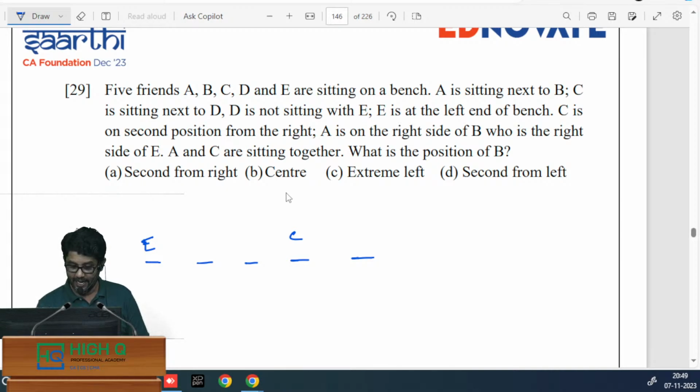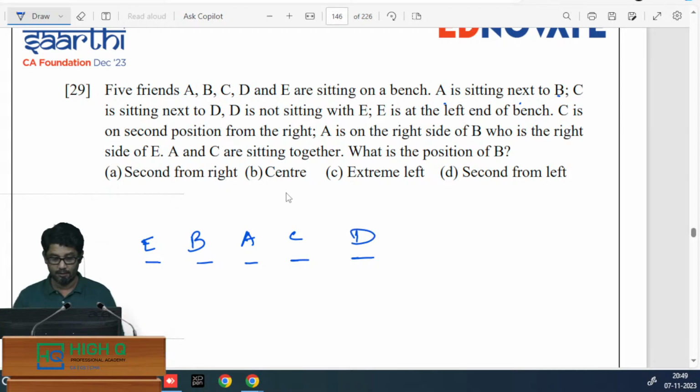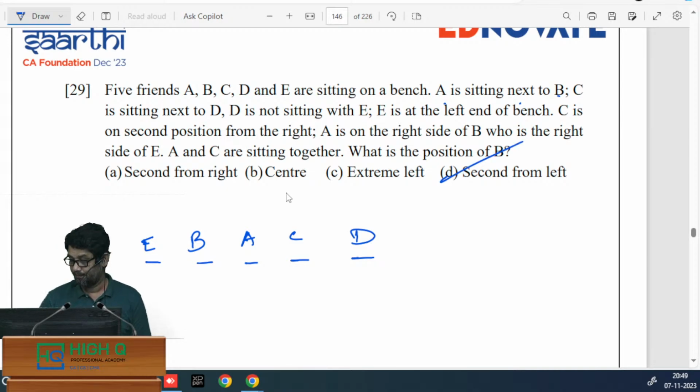Okay. A and C are sitting together. A and C are sitting together. So A has to be here. A and C are sitting together now. A is sitting next to B. Okay. C is sitting next to D. Okay. I think all the arrangement is done. What is the position of B? Second from the left.